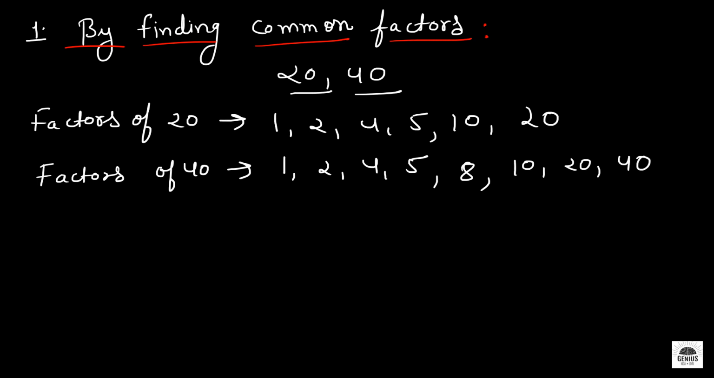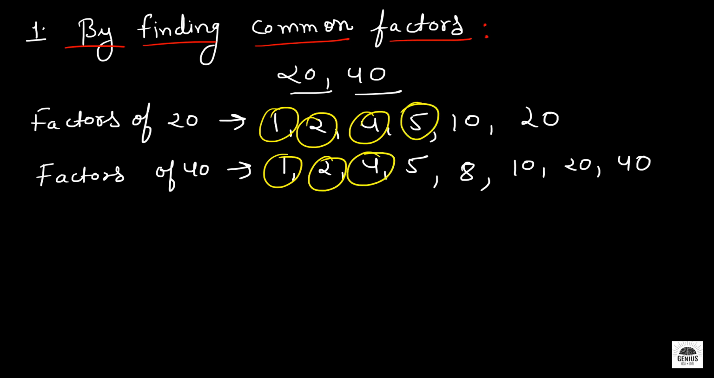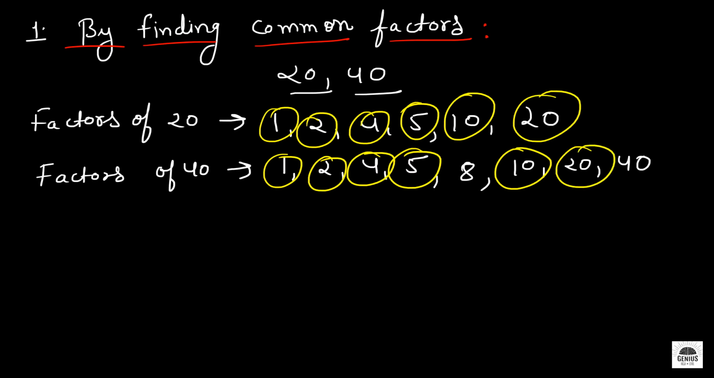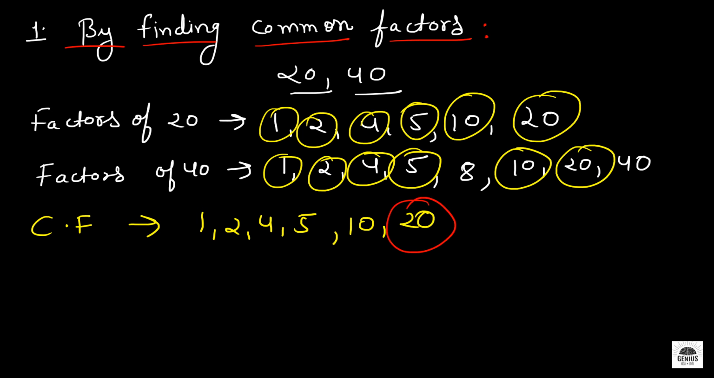Now we will circle the common factors of 20 and 40. So 1 is common in both, then 2, 4, 5, 10 and 20. So the common factors of 20 and 40 are 1, 2, 4, 5, 10 and 20. Among these, 20 is the highest of the common factors. So the HCF of 20 and 40 is 20, because this is the highest common factor of 20 and 40.